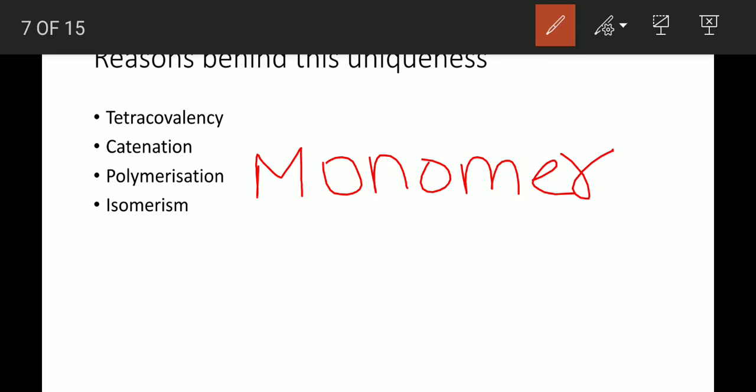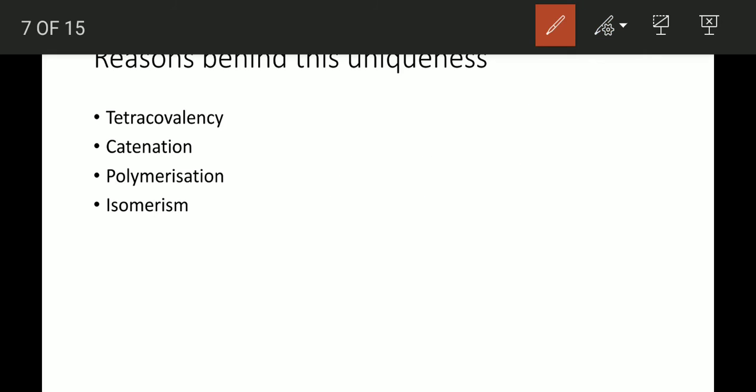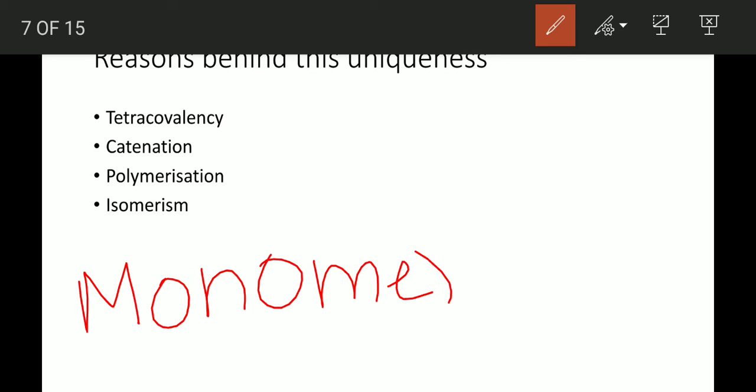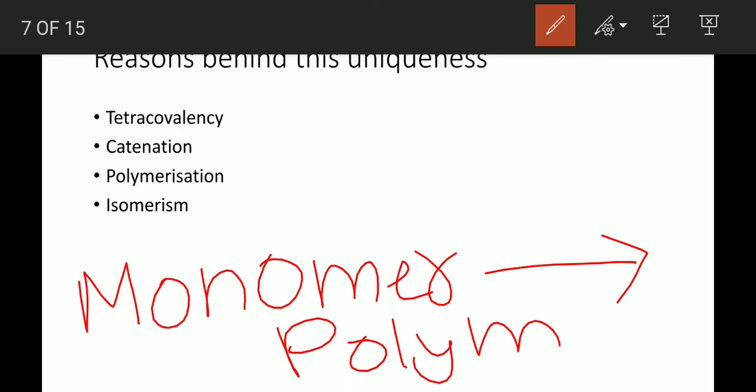Next, polymerization. Polymerization is a process by which monomer is converted into polymer. That means they will add so many monomers and make it a polymer. In detail I will tell you in my next video.